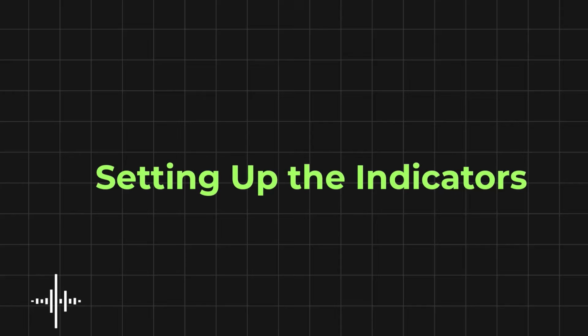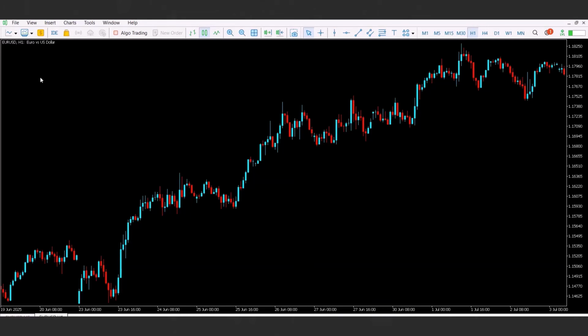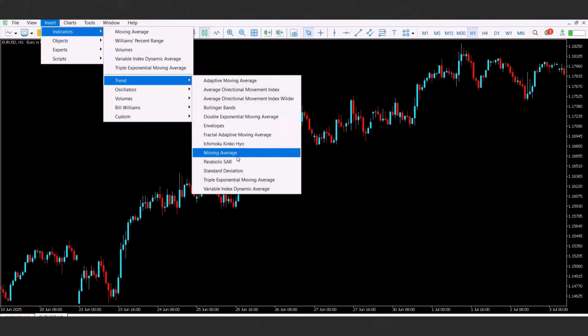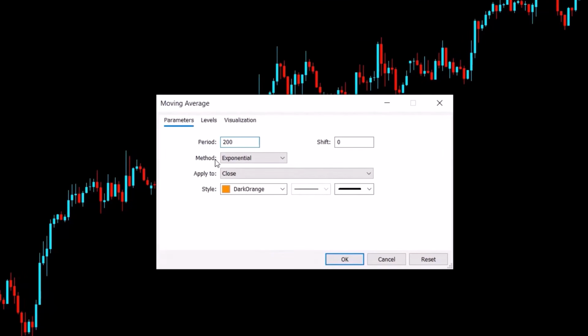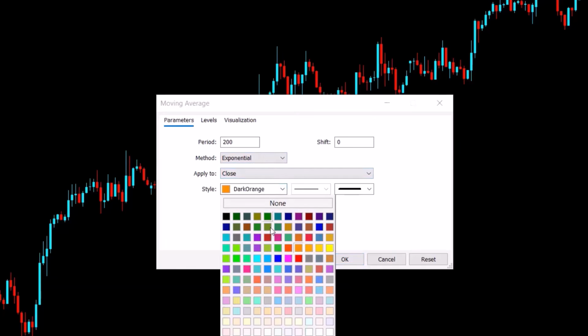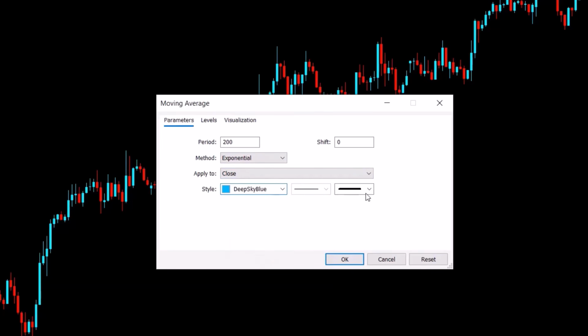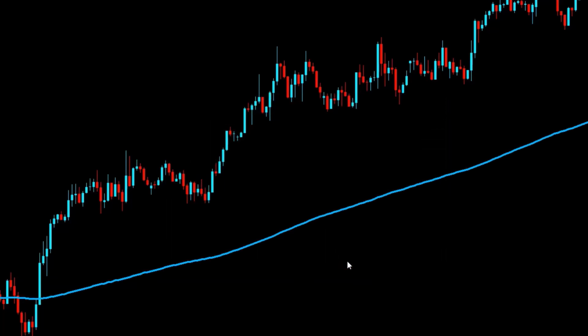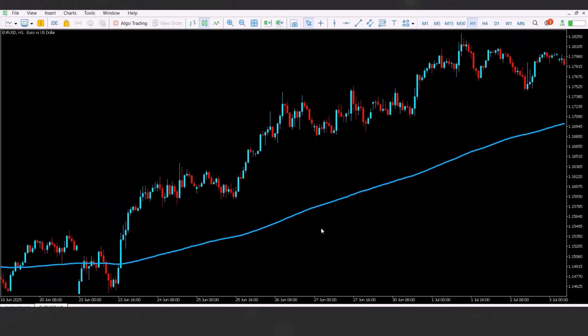Setting up the indicators. Let's start by setting up the indicators on the chart. First, add an exponential moving average with a period of 200. In this strategy, we use an exponential moving average instead of a simple moving average because it reacts faster to recent price movements and gives more weight to the latest candles. Then go to the Style tab, change the color to blue and make the line a bit thicker so it's easier to see on the chart, then click OK. We will use the EMA 200 to identify the overall direction of the market.